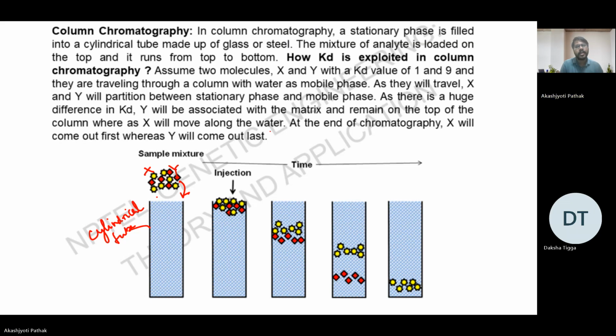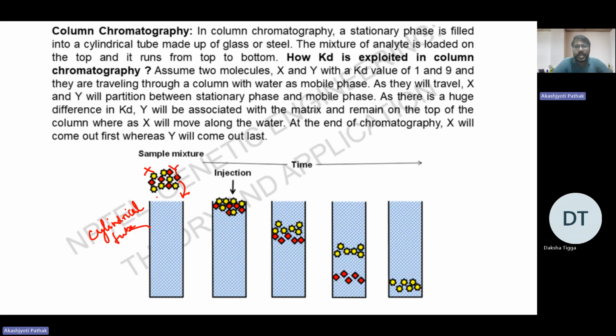As they travel, X and Y will partition between the stationary and mobile phase. Because Y has a higher KD, and KD means the concentration of the analyte in phase A divided by its concentration in phase B. So if phase A is the stationary phase and your KD value is 9, it means that it has more affinity for the stationary phase. Okay, so your Y will remain associated with the matrix while your X will be eluted earlier.